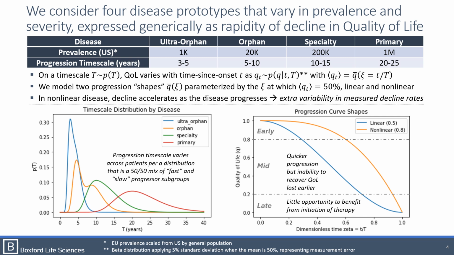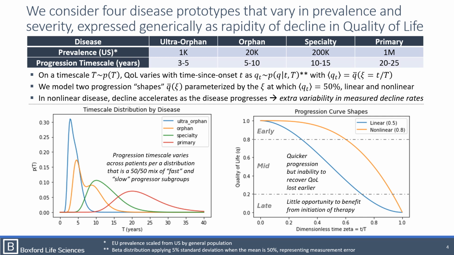And the second is the shape of the change in quality of life as the disease progresses from time of onset equals 0 to the complete progression at the end of the time scale. For the timescale distribution, we see the values for each one of the 4 diseases at bottom left. In each disease, we assume that there's a 50-50 mix of fast and slow progressor subgroups, and that within each one of those subgroups, there's additional variation. And so we get a wide variation in how fast and rapid patients then go through this common disease process.